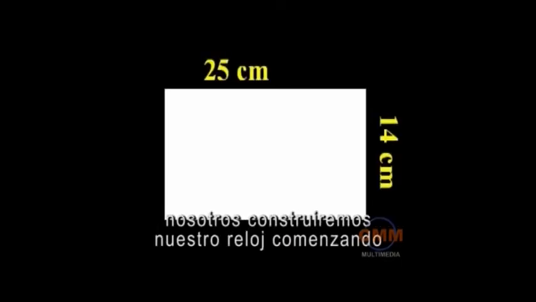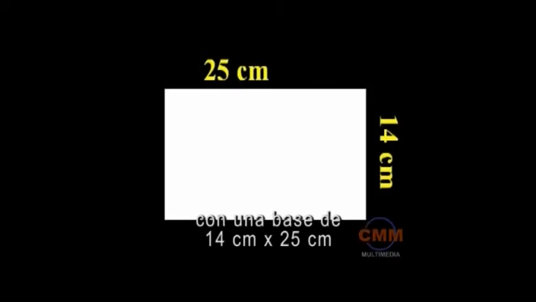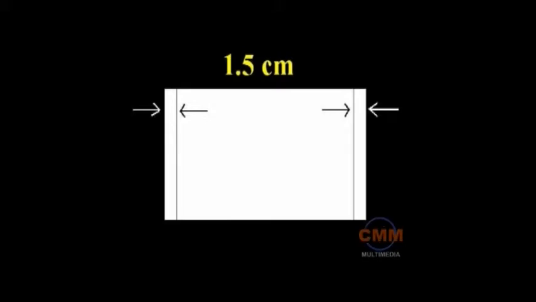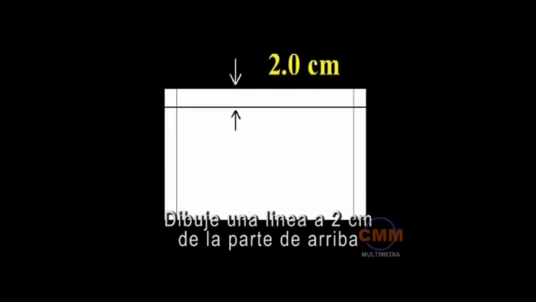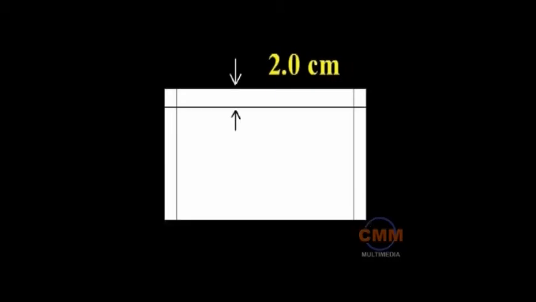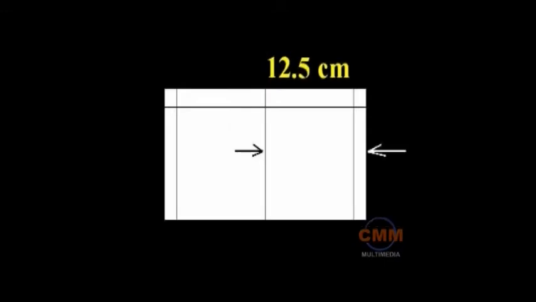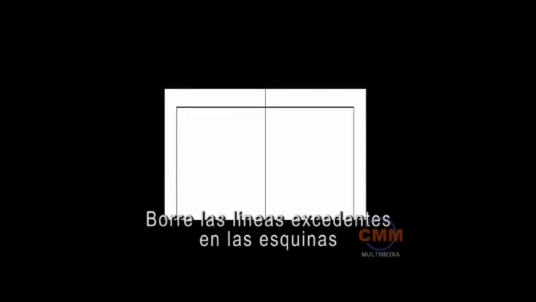Any size of a sundial can be constructed. We will construct our sundial from Bristol board, starting with a rectangular piece 14 centimeters by 25 centimeters. Draw lines 1.5 centimeters in from each end. Draw one line 2 centimeters down from the top. Draw a line down the center of the card. Erase the corner construction lines.